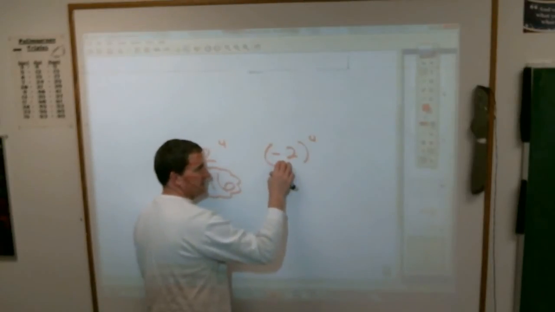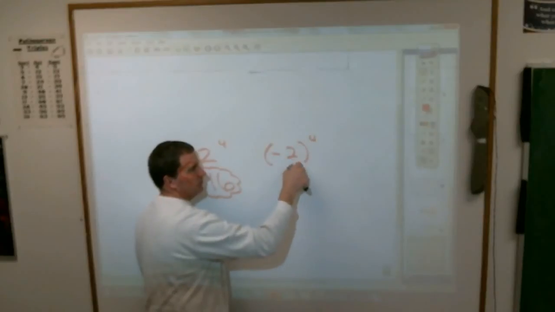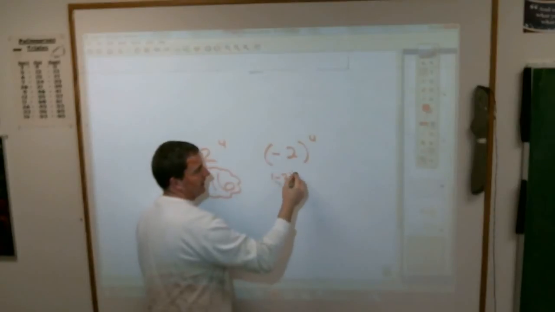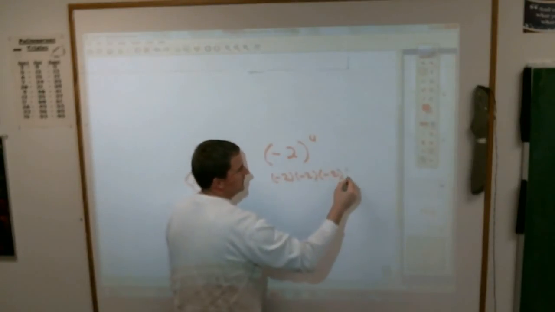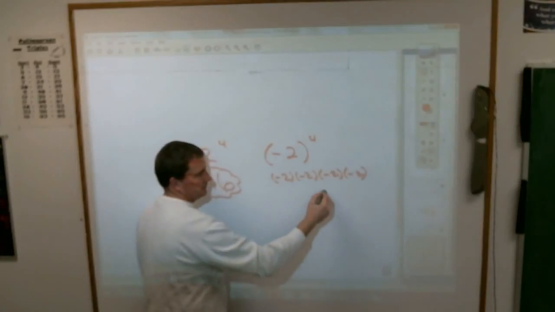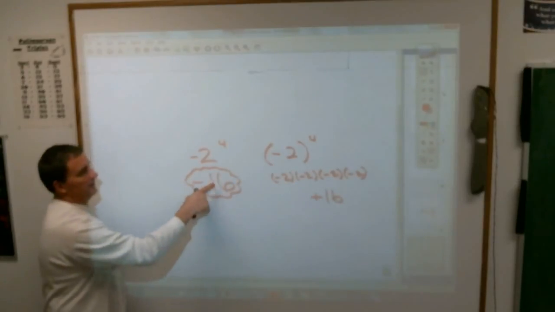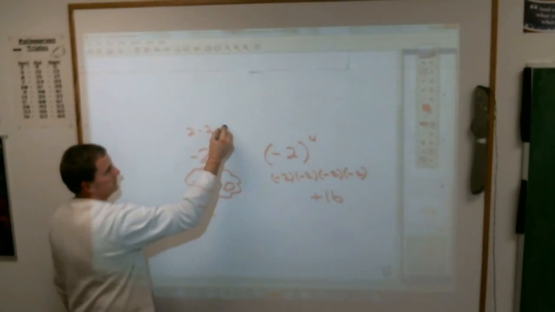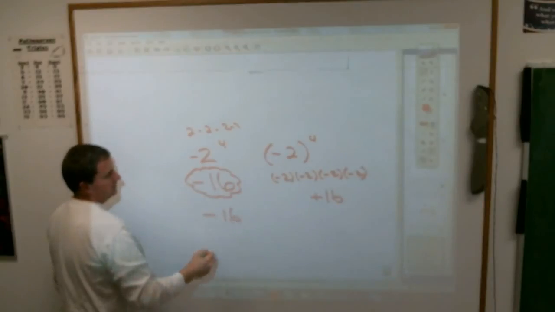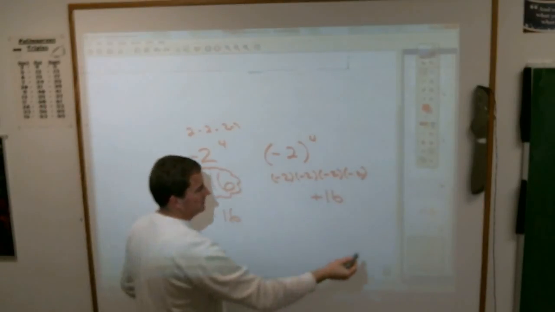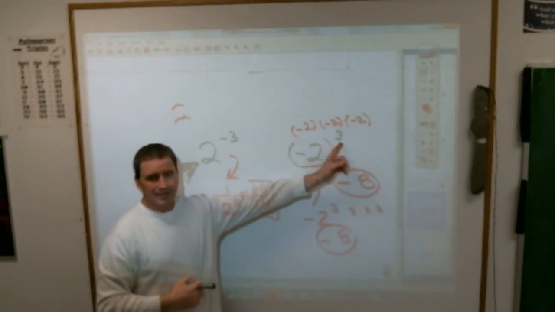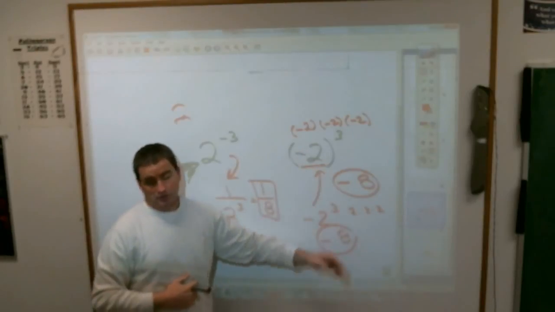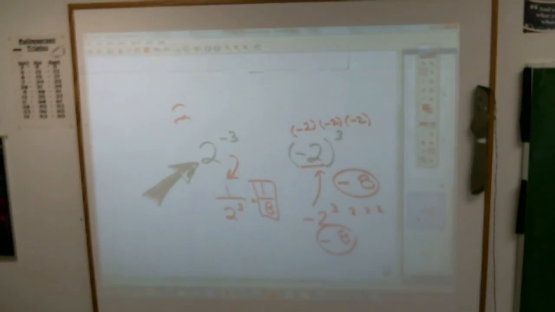Remember, this one is positive 16 because the parentheses tell you that you have to take negative 2, the whole thing, times itself 4 times. And an even number of negatives makes the answer positive. This one here, the only thing that got to the fourth power was the 2. The negative was out there by itself. It's 2 times 2 times 2 times 2, 16. It didn't make a difference on the last one because of what reason? An odd number of negatives always makes it negative, so it didn't matter on that one. But on even numbers, it's going to matter. Gosh, that's exciting.